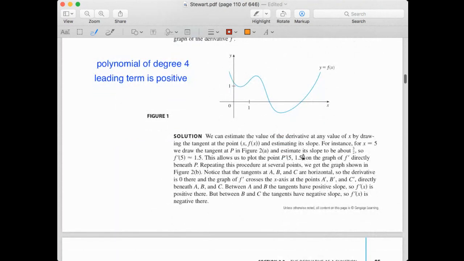So we can estimate the value of the derivative at any value of x by drawing the tangent at the point (x, f(x)), right? It's easy to draw a tangent line. At this point, we can draw a tangent line like this. At this point, like this. At this point, like this. The slopes of those lines are the derivatives at the tangent points. The slope of this tangent line is the derivative of the function at this point, and so on and so forth.